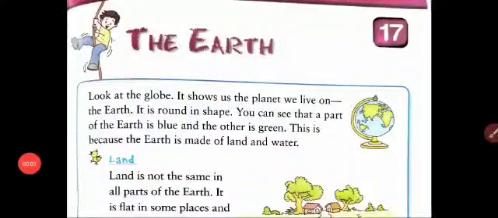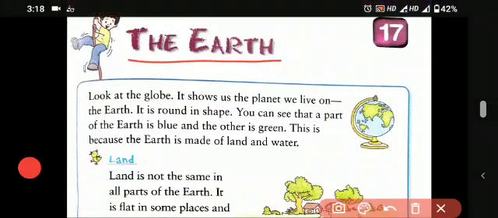Hello students, today we will discuss chapter 17 of our social study book, The Earth. In this, we will study about our beautiful Earth. So students, let's start. Look at the globe. It shows us the planet we live in, that is the Earth. It is round in shape.